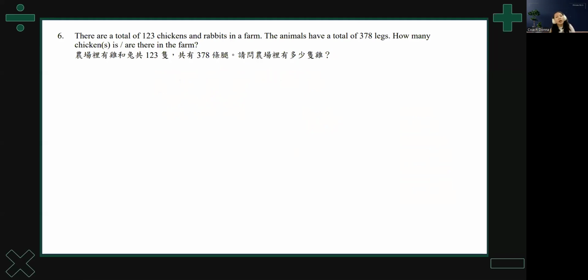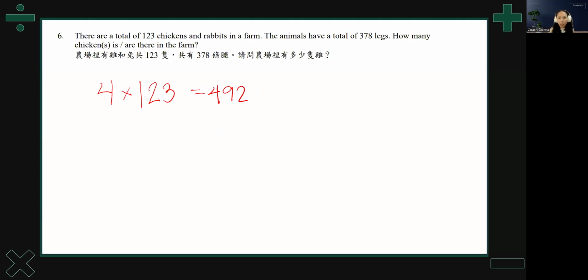So there are a total of 123 chickens and rabbits in a farm. The animals have a total of 378 legs. How many chickens are there in the farm? So what we're going to do here is, let's assume that the 123 are all rabbits. So let's multiply that by 4. If you multiply 123 by 4, you'll get 492. Now, 492 total legs if it's all rabbits.